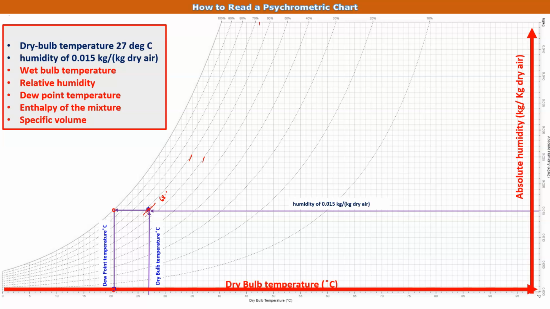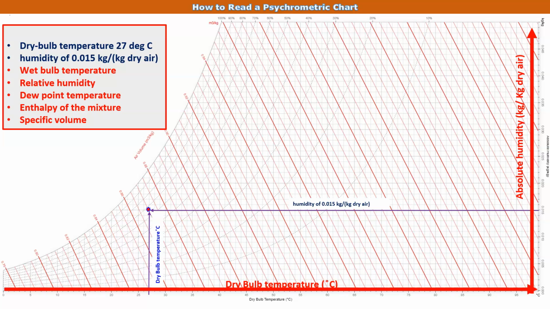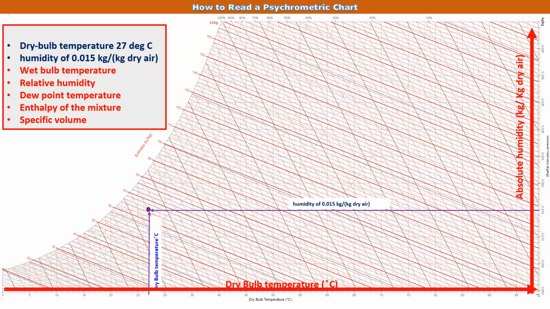Now next we are going to calculate the enthalpy of the mixture. Here, the specific volume first. This is the common point on the dry bulb temperature and humidity, and this line represents the air volume. If I draw from here to here, we can tell what the specific air volume will be, so we can easily get that.